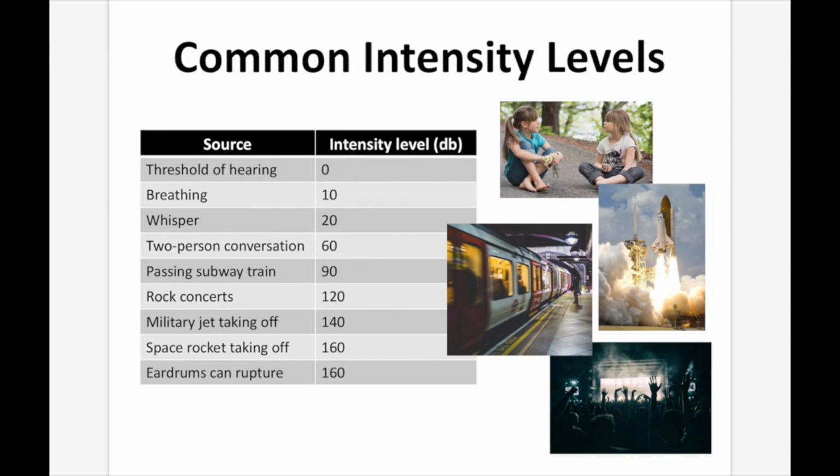So here are some common intensity levels. The threshold of hearing, around 0. Breathing is around 10. A whisper is going to be around 20. A two-person conversation is going to be around 60 decibels. A passing subway train about 90. Rock concerts about 120 decibels. A military jet taking off about 140 decibels. A space rocket taking off, like we see here in this picture, is 160 decibels. That's why if you're ever watching a live space launch, you have to be really, really far away. Because at 160 decibels, the decibel range produced by a rocket taking off is enough to rupture your eardrums.